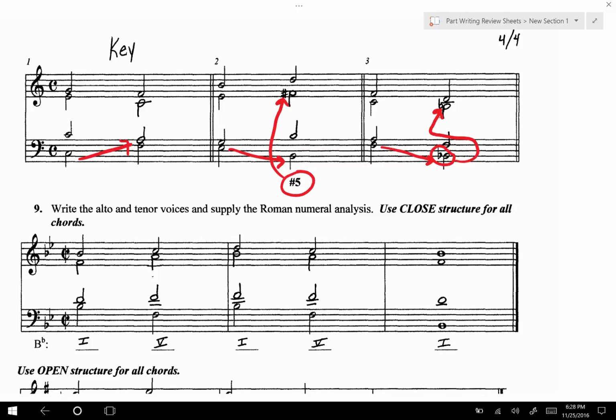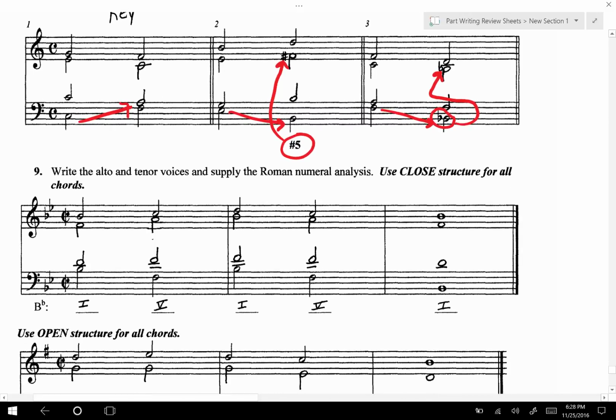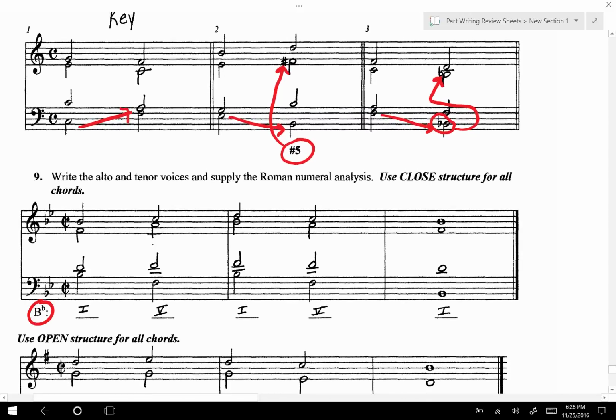For number 9, they would like closed structure for all the chords, and we need to supply the alto and tenor voices because the bass and soprano are given to us. Note our key signature of B flat. Identify your triads. Provide your Roman numerals. Make sure that they are capital or lowercase depending on the quality.